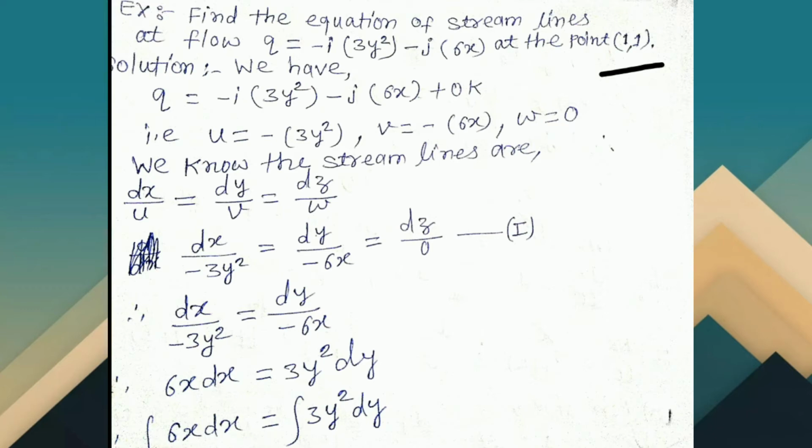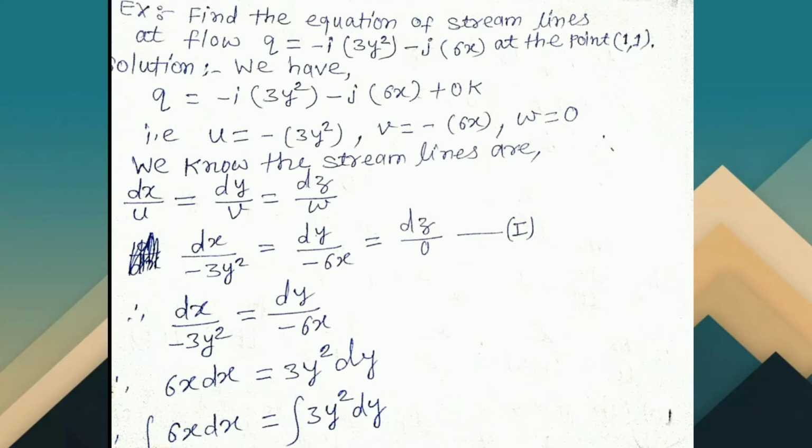We have given that q is equal to minus i of 3y square minus j of 6x plus 0k. So we have the values of u, v, w. What is u here? Here u is minus 3y square, and v is equal to minus 6x, and w is equal to 0.